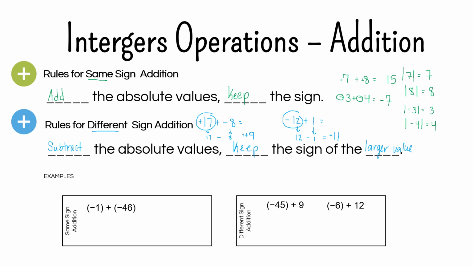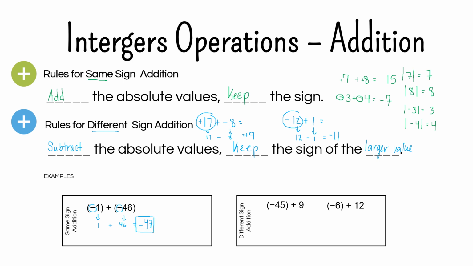Okay, so let's do the same sign addition. I didn't do any same sign additions like 4 plus 5 or 1 plus 11 because you guys know how to do addition of two positive numbers. But with two negative numbers, we say, okay, the absolute value of -1 is 1. The absolute value of -46 is 46. So we're going to add those together because they have the same sign, the sign being a negative. I get 47. And we're going to keep the sign they both had. They both had a negative, so our answer is -47.